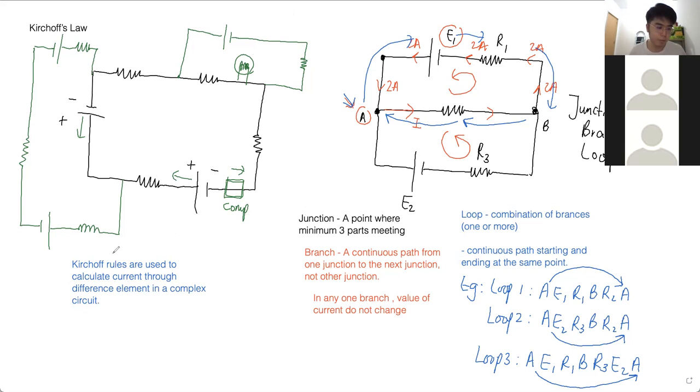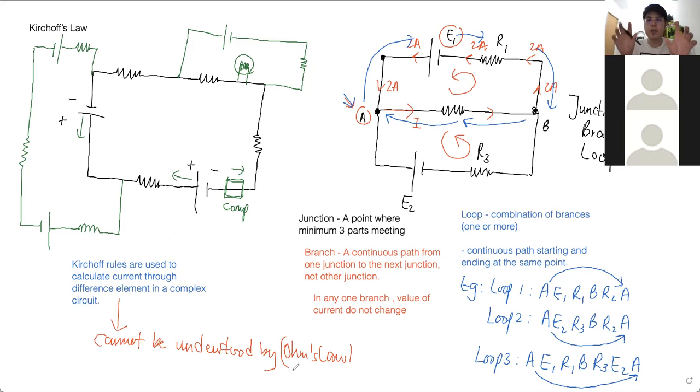Can you use Ohm's law? This cannot be achieved by, cannot be understood by your simple Ohm's law calculation. Okay, because in a complex circuit, you cannot use one equation to define it. No, you have to have many equations. That's why we don't use Ohm's law. Okay, now here we have already covered junction, branch, and loop, right? And also Kirchhoff's law in general. We are going to start to look at the law. What is the law saying? Okay, now first one, let's go to the next part.